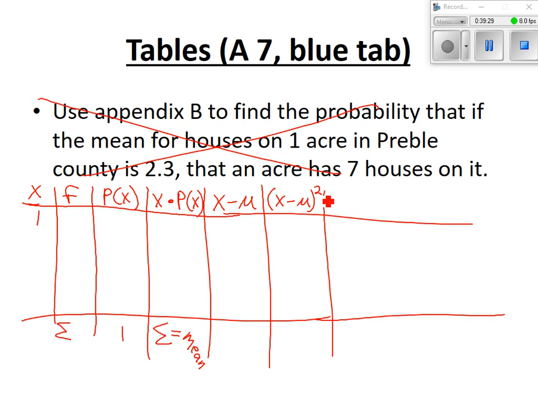Then the next one is the probability of each one times that right there, which is what we just found, times x minus mean squared. So we're going to take this column times this column, each one, write those answers down there, and then add all those up.